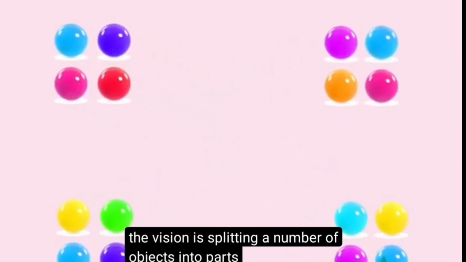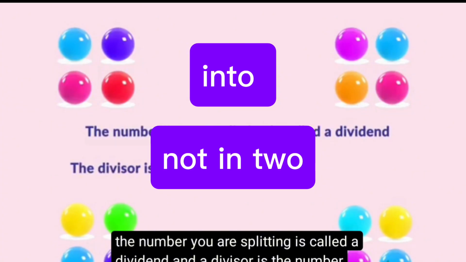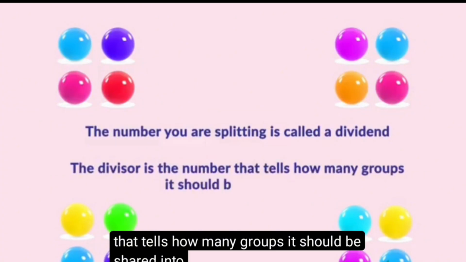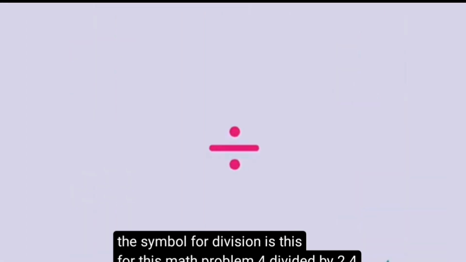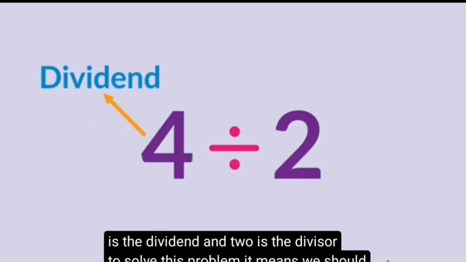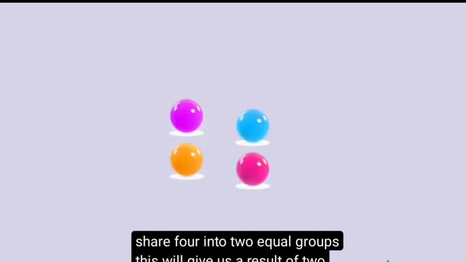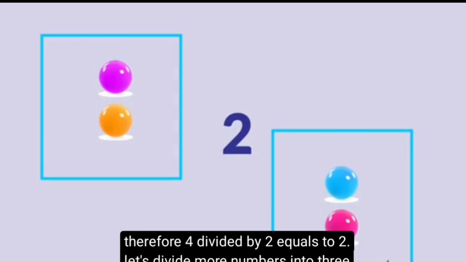Division is splitting a number or an object into parts. The number you are splitting is called the dividend. The divisor tells us how many groups it should be shared into. This is the symbol of division. So 4 is the dividend, 2 is the divisor. So the object is divided into 2. That means 4 is divided by 2. 2 is the divisor. For example, this is divided into 2 parts. The result is 2.